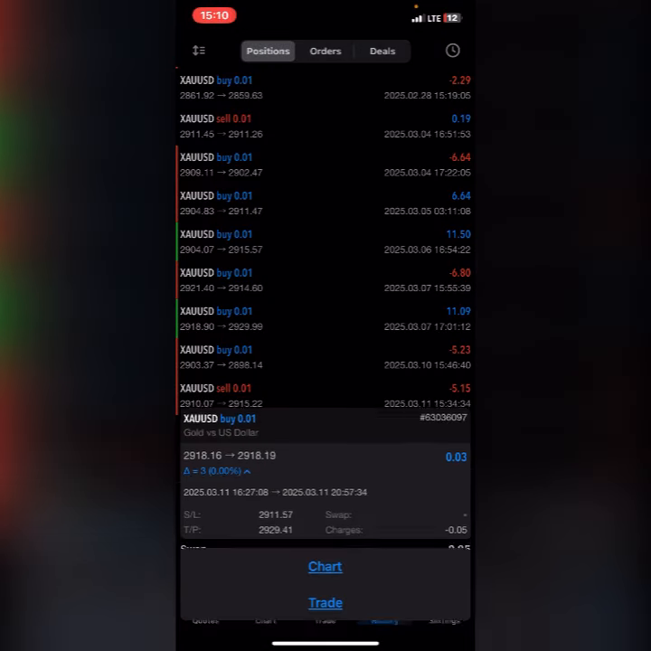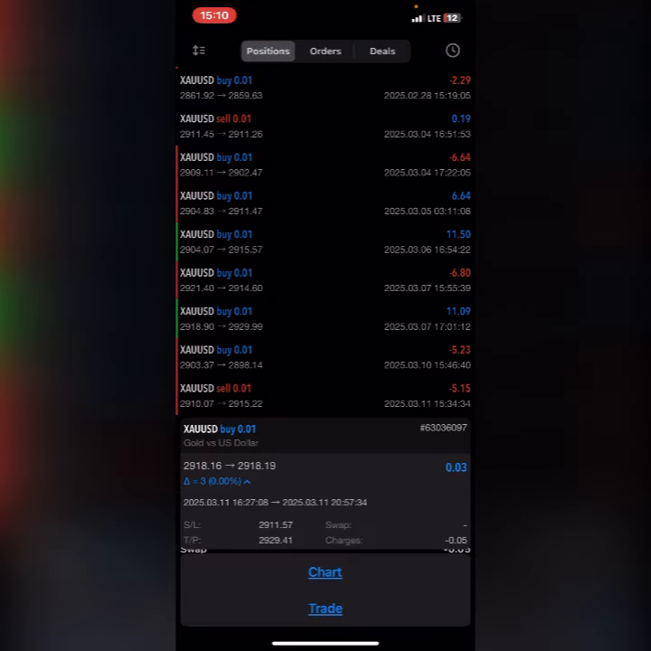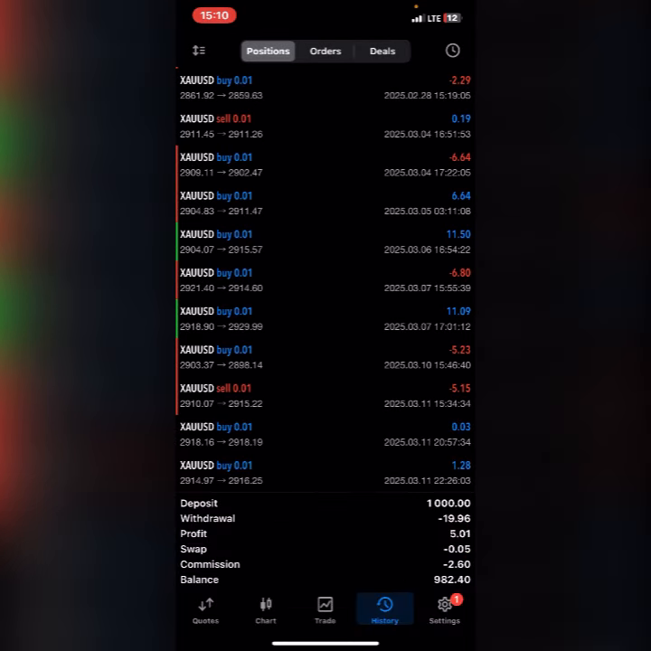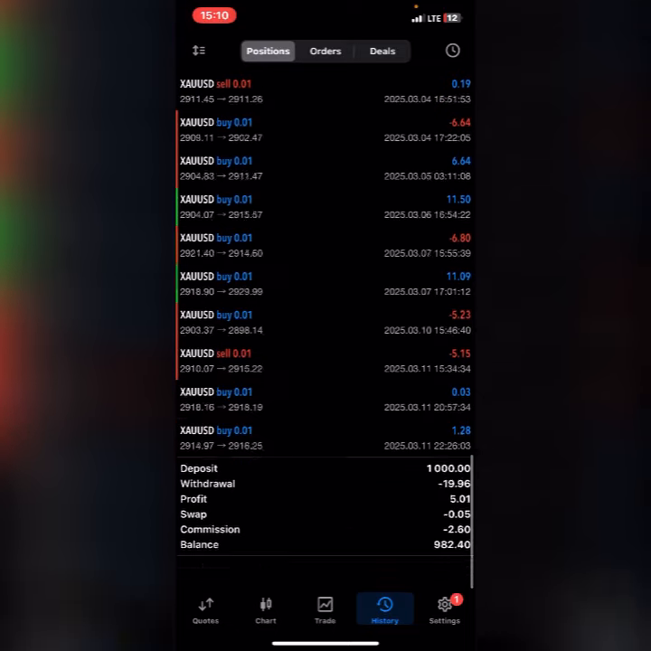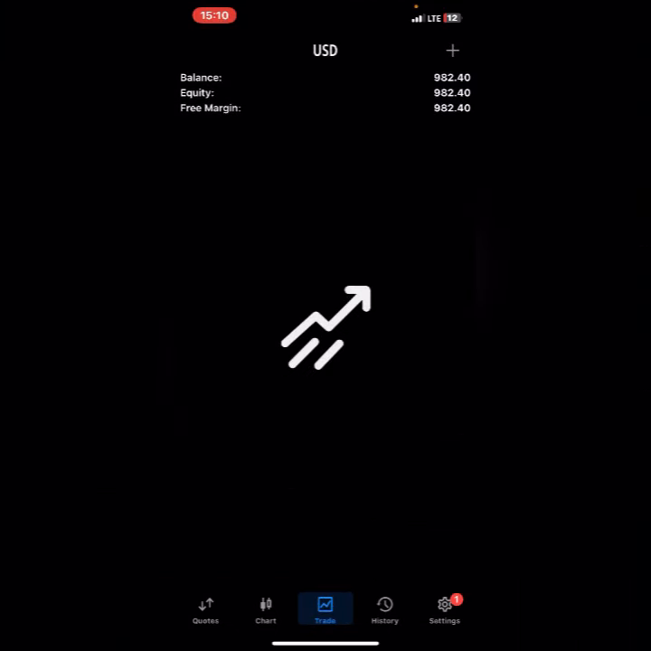As you can see, this was the first position I closed, 0.03 cents. This is the second position I closed, $1.28, just because of how the market was. So it is what it is. I'm still currently in a drawdown. Currently my balance is 982.